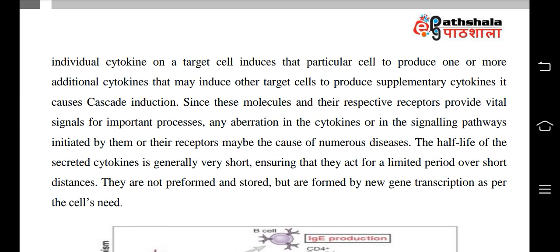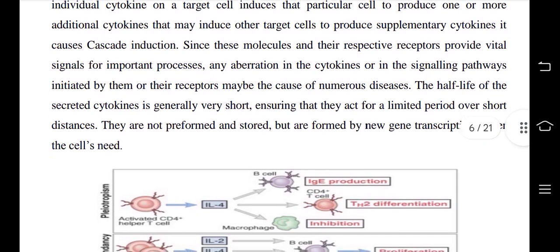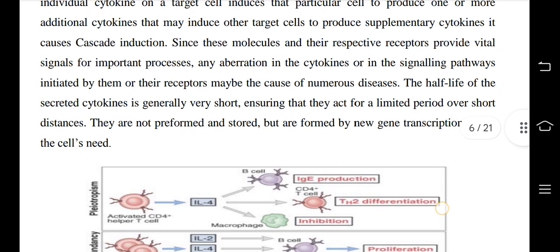Since these molecules and their respective receptors provide vital signals for important processes, any aberration in the cytokine or in the signaling pathways initiated by them or other receptors may be the cause of numerous diseases. The half-life of the secreted cytokine is generally very short, ensuring that they act for a limited period over short distances. They are not preformed and stored, but are formed by new gene transcription as per the cell's need.